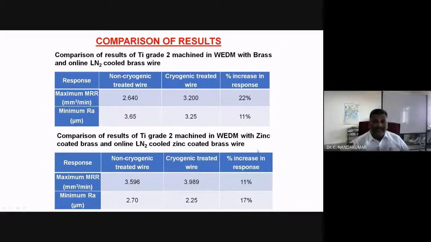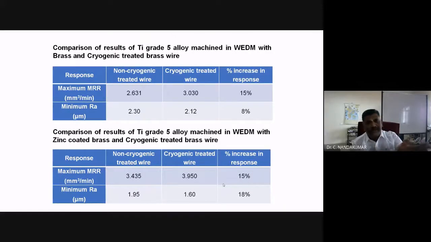Similarly, for zinc coated brass wire and zinc coated brass wire with liquid nitrogen cooling, there is a 17% and 11% response. So this is a wonderful increase in machinability and surface roughness. Similarly, in the experiments for the other grade, we had a 15% response for MRR and 8% for RA in normal machining with non-cryogenically treated wire versus cryogenically treated wire. It increases MRR by 15% with liquid nitrogen cooling.